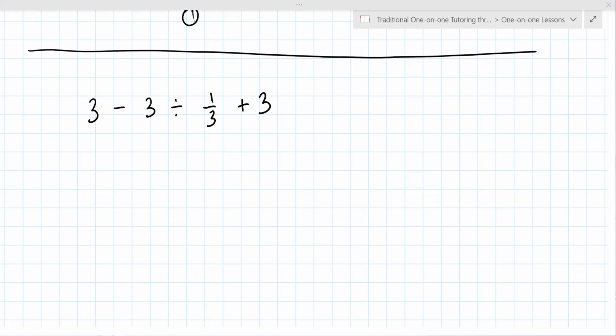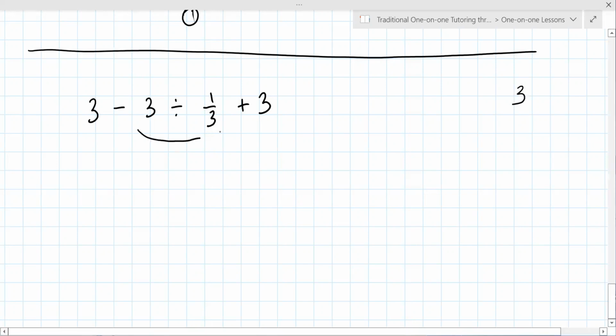Three. Okay, so your final answer is 3. Yep. What is 3 divided by 1/3? It's 9. Okay, so we have 3 minus 9 plus 3. Yeah, go from left to right, start with 3 minus 9. That's minus 6. -6 plus 3.